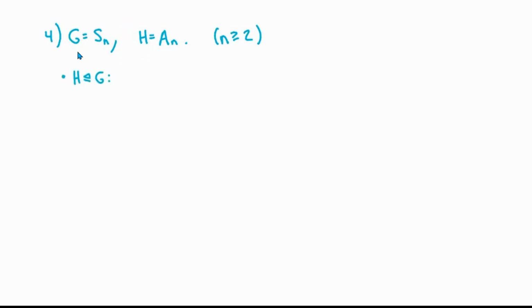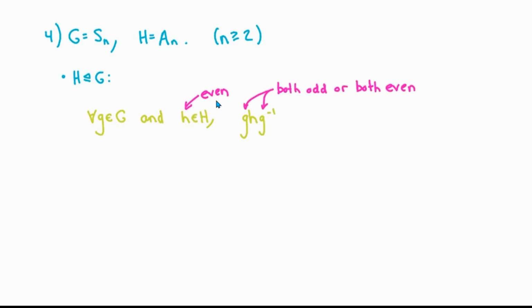Well, to see why H is normal in G, choose any g in G and h in H, and think about what happens when you conjugate h by g. Since h is an even permutation, and whatever g happens to be, g and g inverse are either both odd or both even. We've mentioned this fact before. If you can write g as a product of transpositions, then you can write g inverse as the product of the same transpositions but written in the reverse order. That doesn't change the number of transpositions in the product. So if g is odd, then g inverse is odd, and if g is even, then g inverse is even.